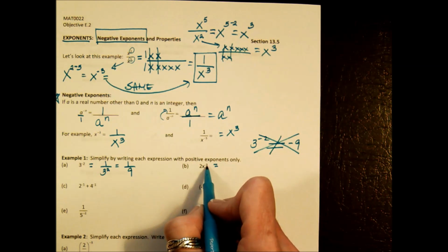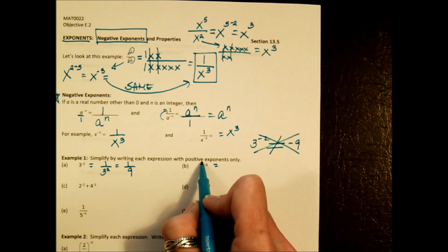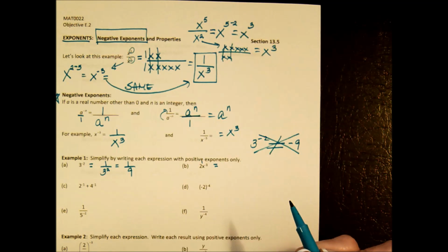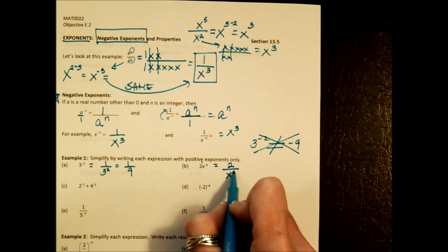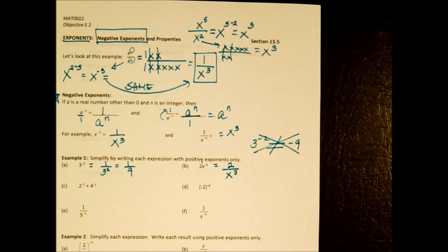This one you have to be careful. The negative 3 only belongs to the x, so the x is the only one moving. The 2 is perfectly happy. It is raised to the first power. It has a positive. It's happy where it is. So 2 over x cubed. Only the negative one moves and becomes positive.